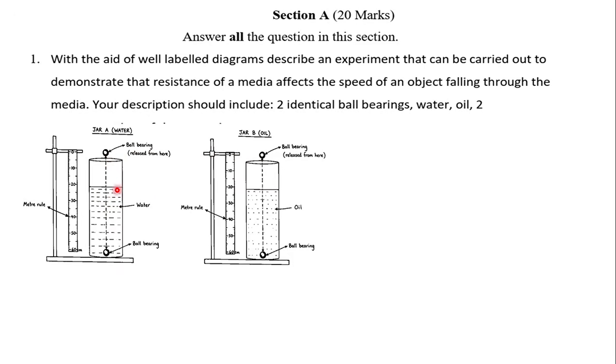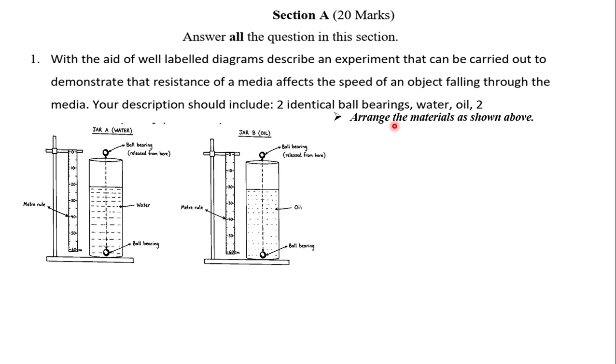So by just drawing the setup, you have 1 mark. And by labeling the balls, the media, in one case you have water, in another we have oil, and a ruler for measuring the distance, you have 2 marks. Altogether you have 3 marks from this setup. So you need to strive for 7 more marks to make it 10 marks.